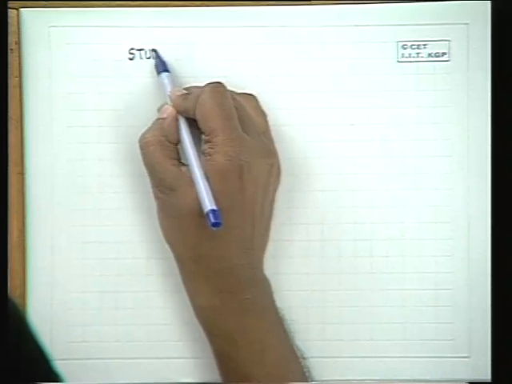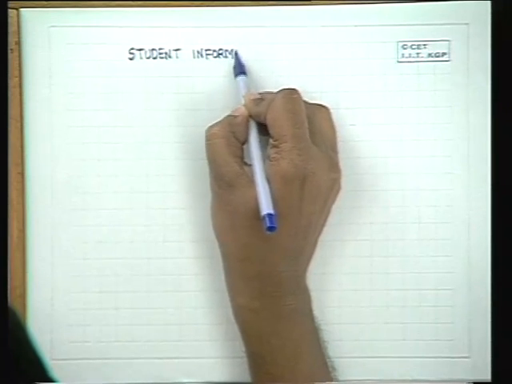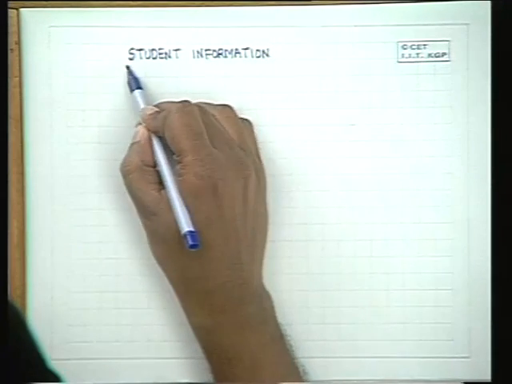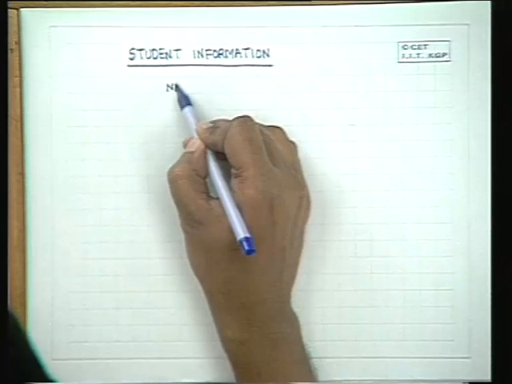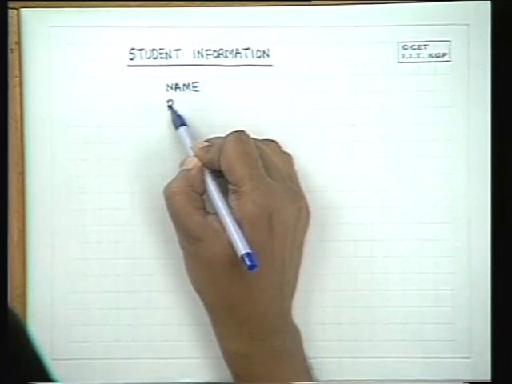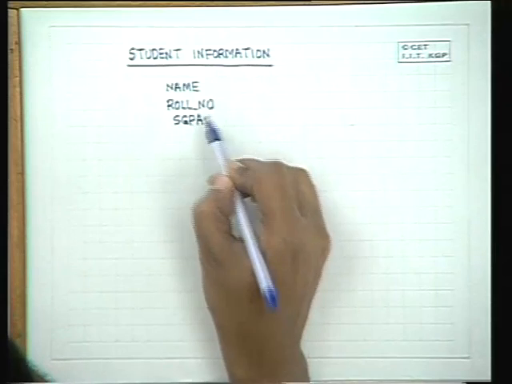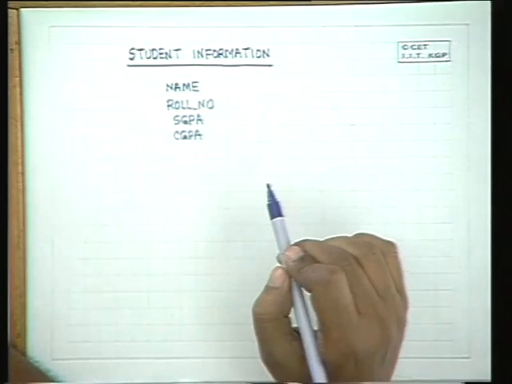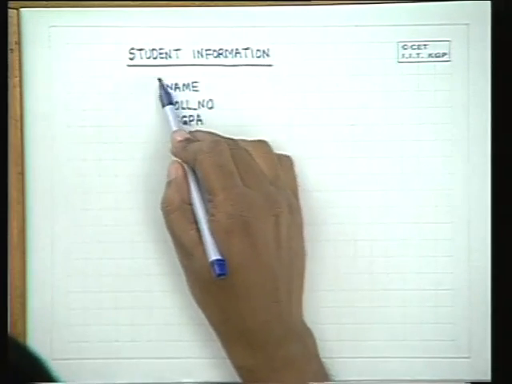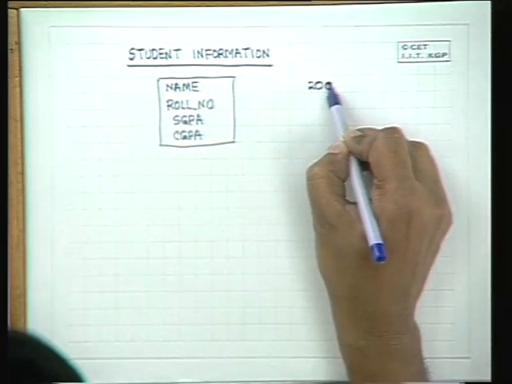Consider another situation where we have to maintain some student information. In order to do that, we need to keep various information about a student. For example, let us assume that we keep the name of the student, the roll number of the student, the SGPAs for the relevant number of semesters, and the CGPA values for the relevant number of semesters. Now, let us see how we would go about doing this. Let us say we have approximately 200 students.